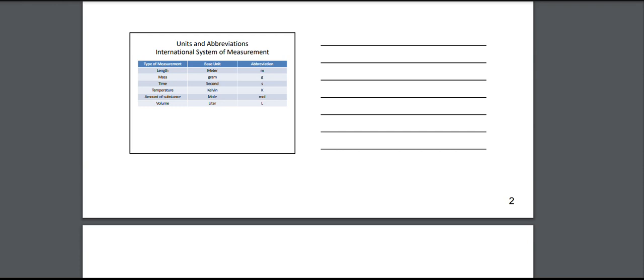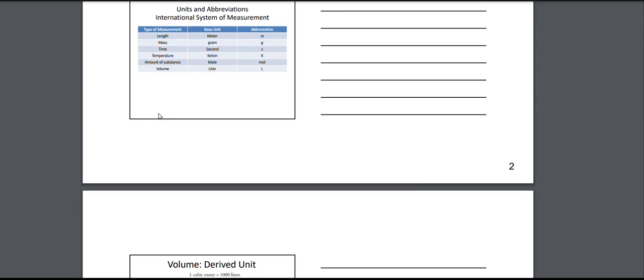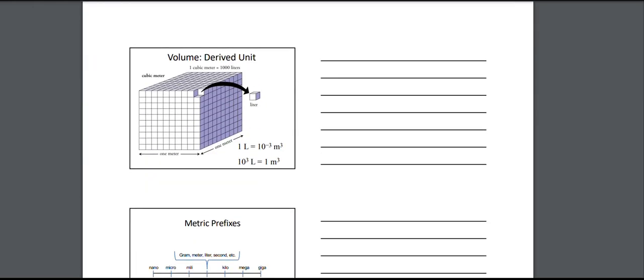When it comes to amount of substance, we use the mole, or mol, and that really helps us to report how many units, or what the count of a substance is, in tiny amounts. In other words, for molecules and atoms, and so on and so forth. Volume is the liter, and the abbreviation is an uppercase L. So let's start with the volume.